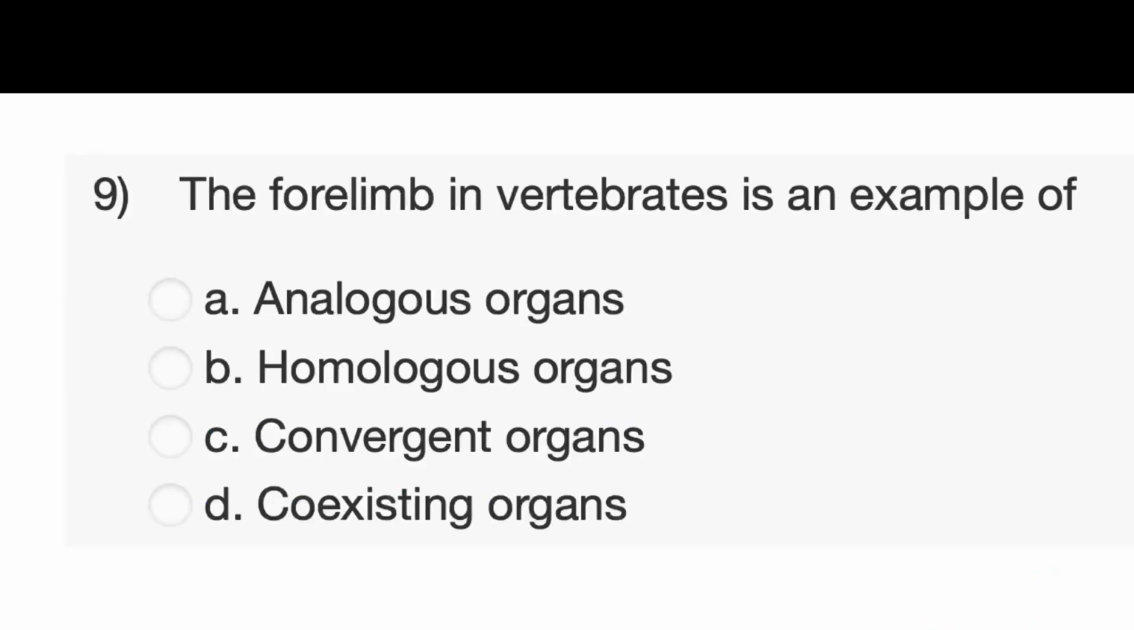The forelimb of vertebrates is an example of dash. Now comes the good part. The forelimb of vertebrates is an example of dash. Option A, analogous organs. Option B, homologous organs. Option C, convergent organs. Option D, coexisting organs. What is the forelimb of vertebrates a good example of? Is it analogous? Is it homologous? Is it convergent? Or is it coexisting?